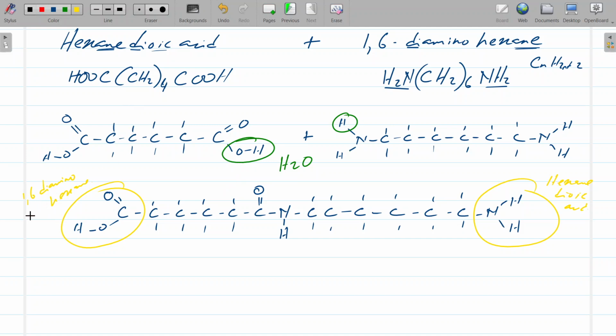Right? So when this happens, you're going to lose a water molecule over here. When this happens, you're going to lose a water molecule over here. And so with each further reaction, you're going to lose a water molecule. So, right, this is how it will continue.